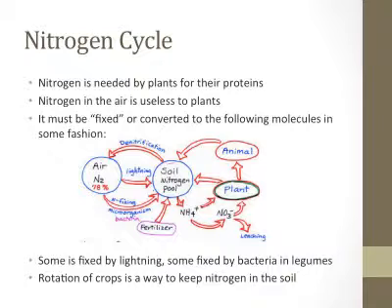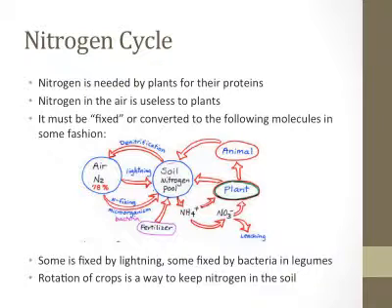Fix nitrogen into a usable form. One of the forms is lightning. Lightning will take the nitrogen in the atmosphere and convert it into a usable form. But we can't always wait for lightning, can we? That's not very predictable. And so there's actually bacteria in the soils that will convert the nitrogen into a usable form for the plants to use as well.